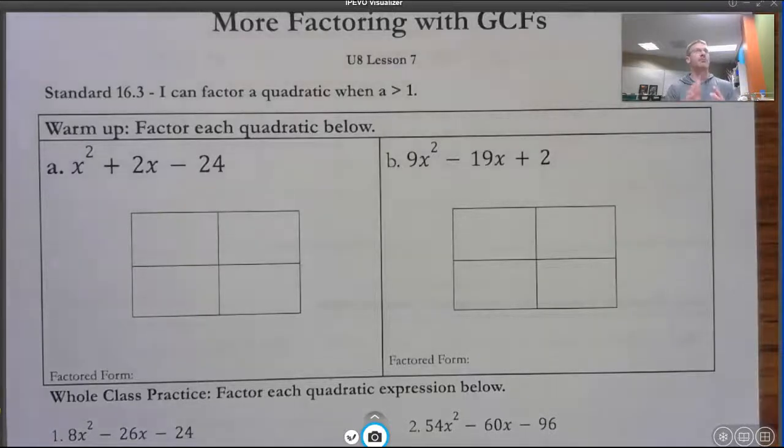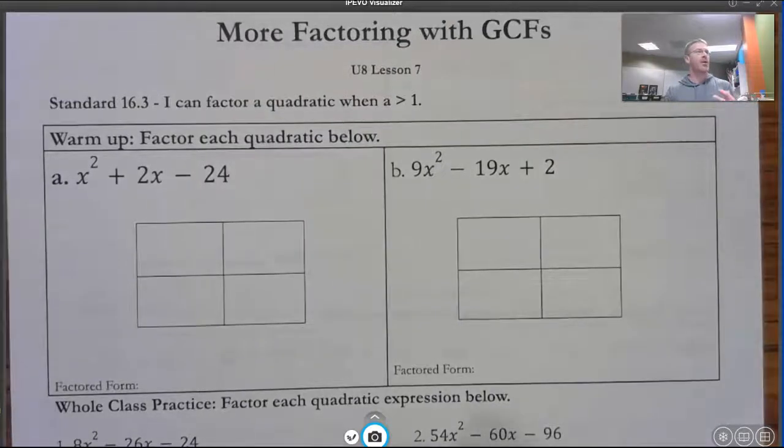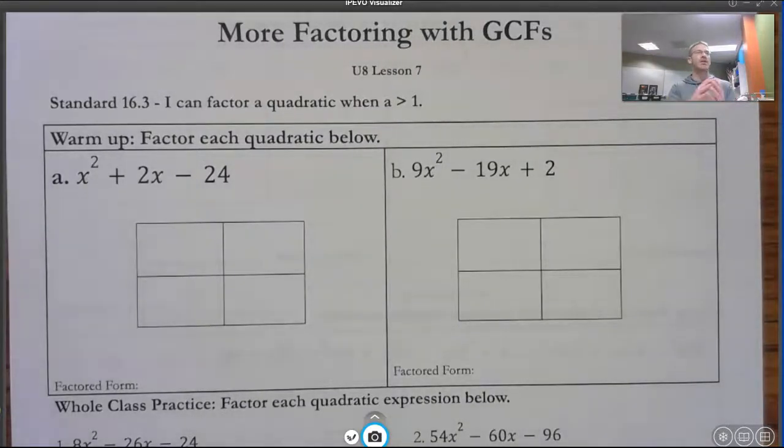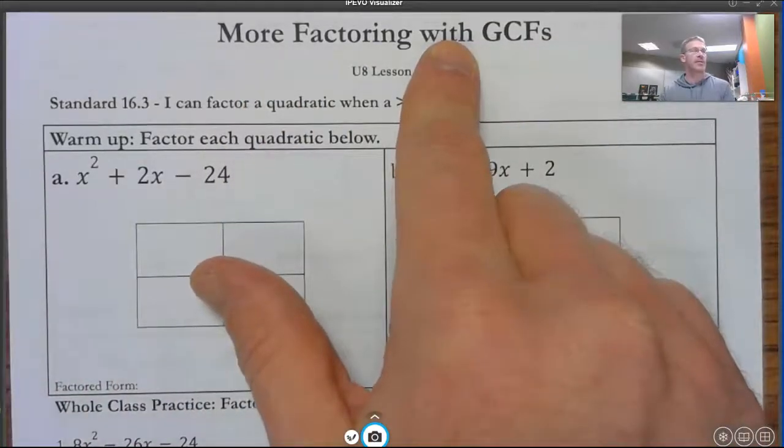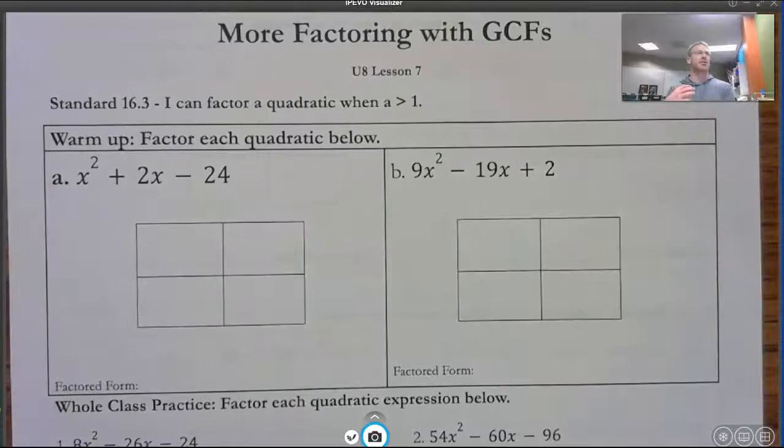All right, and more of the same with this lesson. So we're going to continue factoring. The only difference now is that we're going to add in one additional step, and you can see that from the title of our lesson here, more factoring with GCFs. So what we're going to add today is this additional step that before I start getting into my factor pattern, what I want to do is always check and try to factor out a GCF if possible.